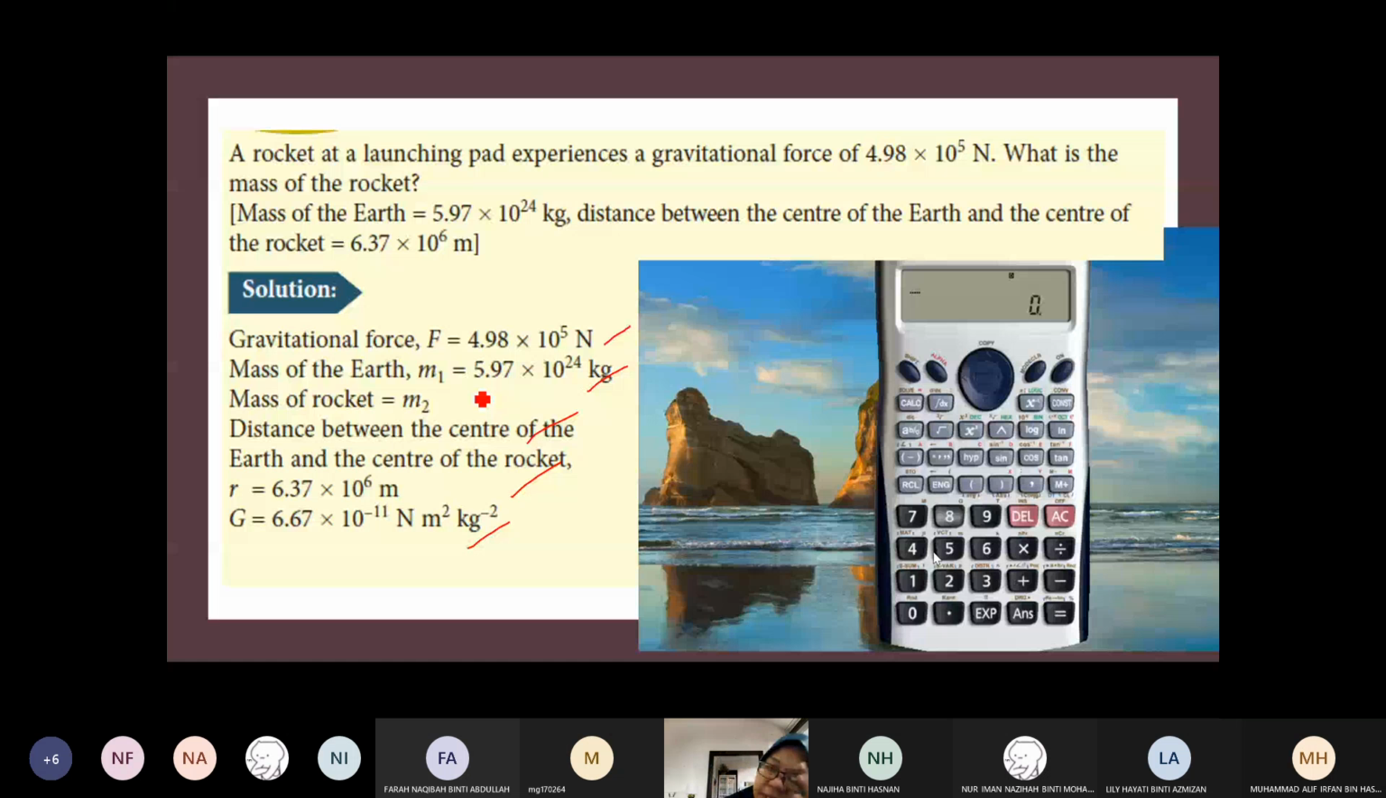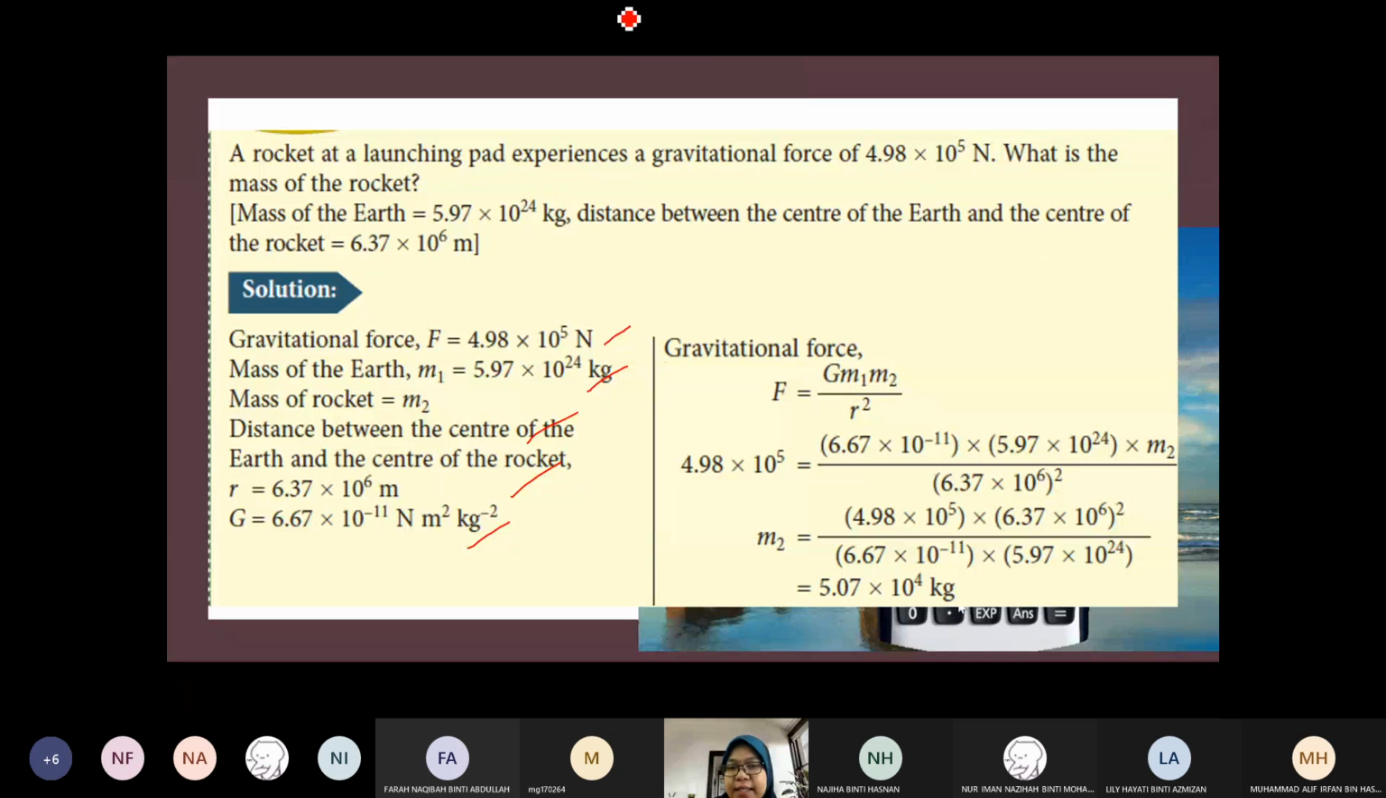So next, what do we do after we have taken out or underlined all these values? You can use a calculator to get the answer. So you write the answer like this. For gravitational force, write the formula first. Did you write? Do it. Okay, after writing, what does the question ask for? The question asks for the distance between the center of the earth and the center of the rocket? No, that's not the question. What does the question ask for? What is the mass? So which one does the question want?